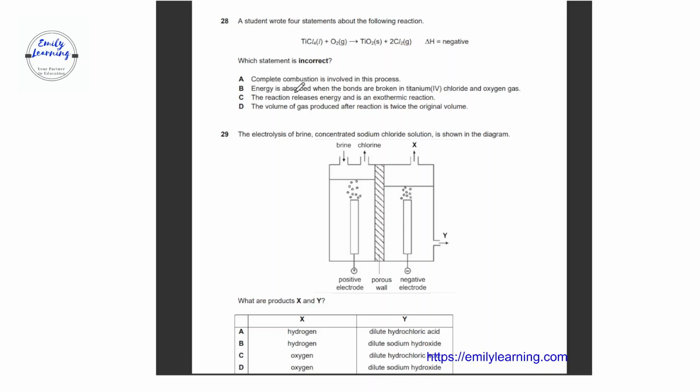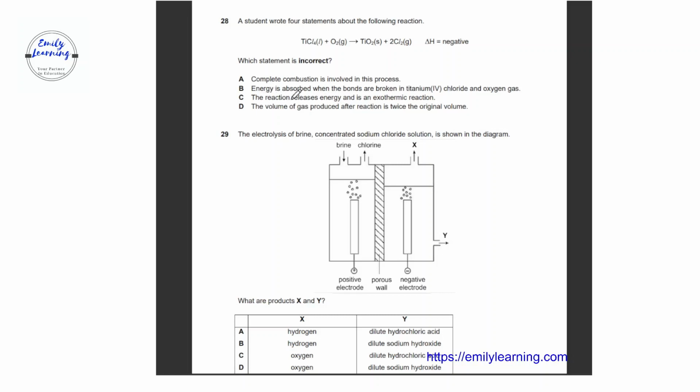C, the reaction releases energy and is an exothermic reaction. This is also correct because delta H is negative. So if delta H is negative, we know that it is exothermic and it releases energy to the surroundings.